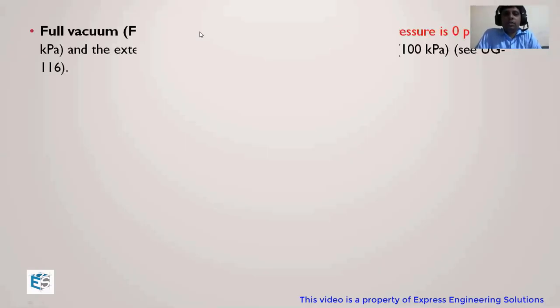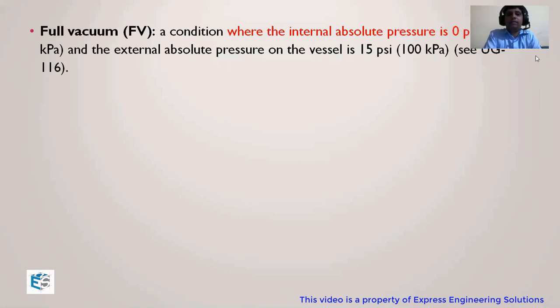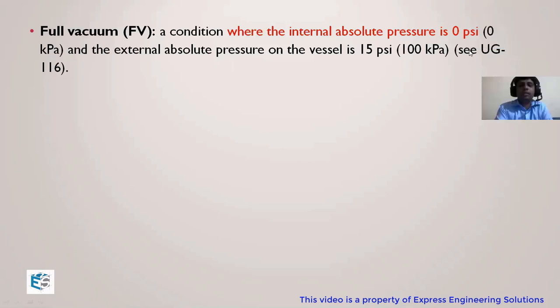Now we are going to see one more very important definition. That is the definition of full vacuum. What do you mean by full vacuum? As we all know, vacuum means there is nothing. If we go outside the Earth atmosphere, we can see that there is a vacuum. That means there is no atmospheric pressure, there is no atmosphere, there are no gases. So when can this condition be there in your pressure vessel?